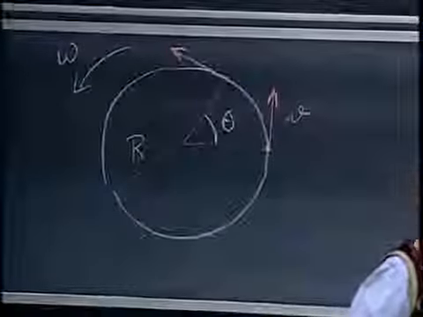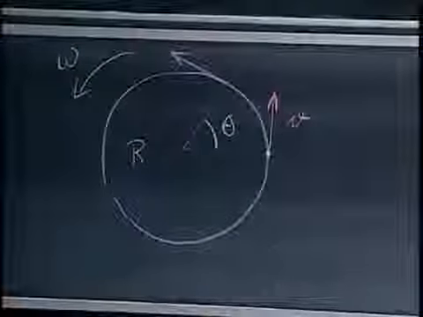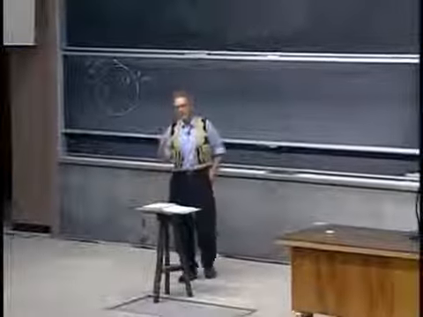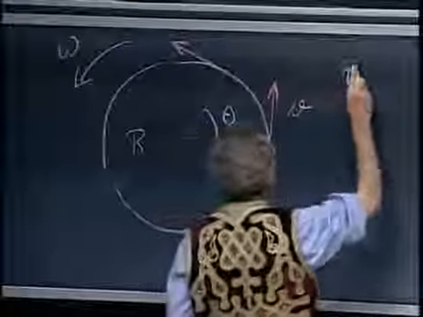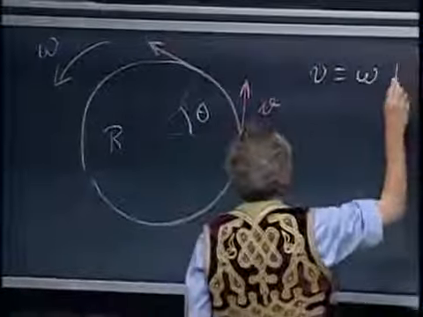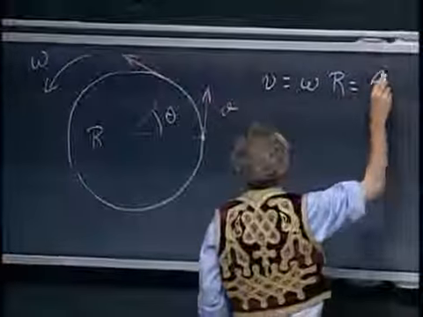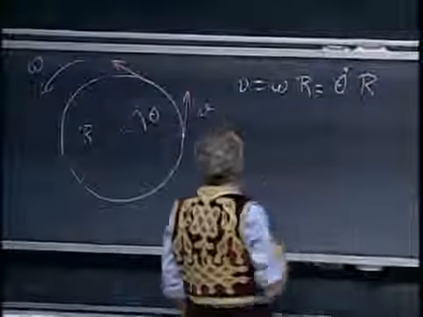We may now do something we haven't done before. We could give this object in this circle an acceleration, so we don't have to keep the speed constant. Now v equals omega r, so that equals theta dot times r.